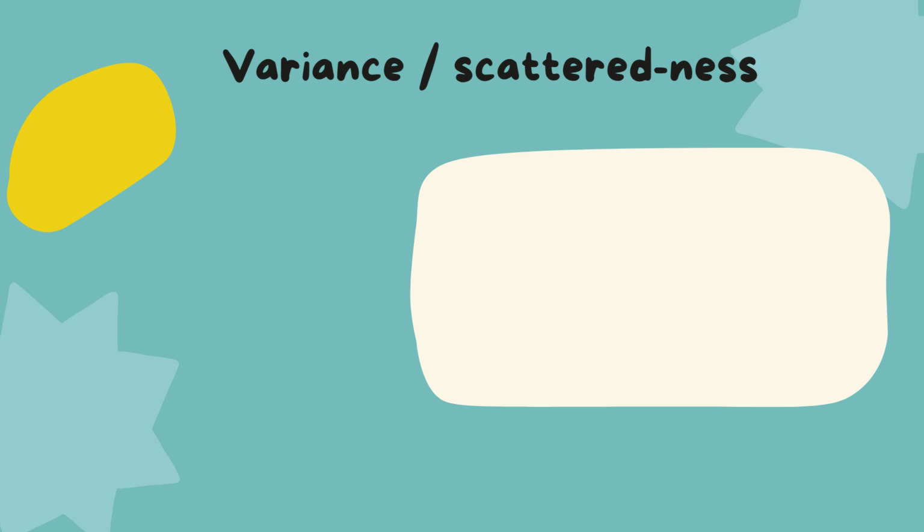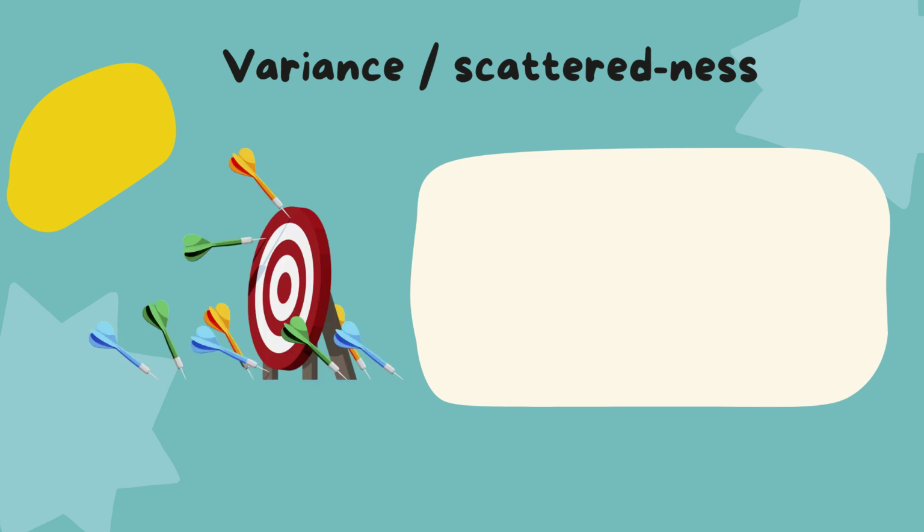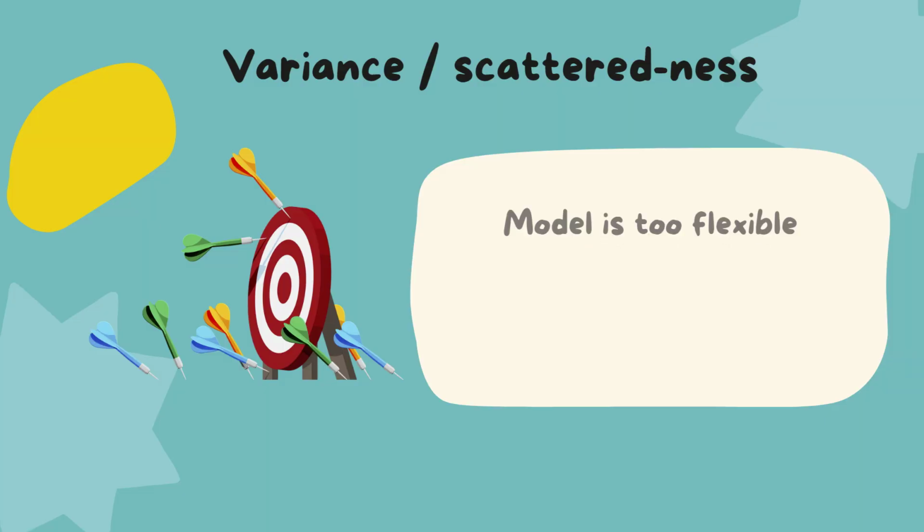Next, let's talk about variance. Picture the same dartboard. This time your darts are flying all over the place, left, right, up, down, and some hit the bullseye and some might miss the board entirely. That is high variance. In machine learning, high variance means your model is too flexible.